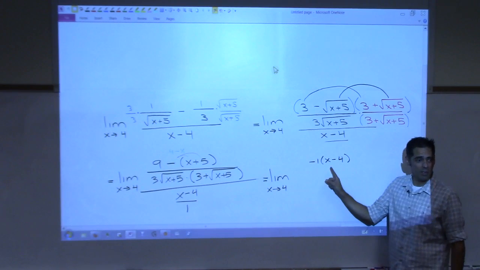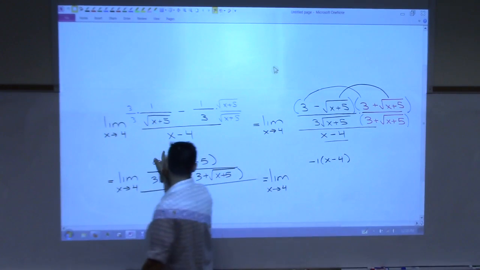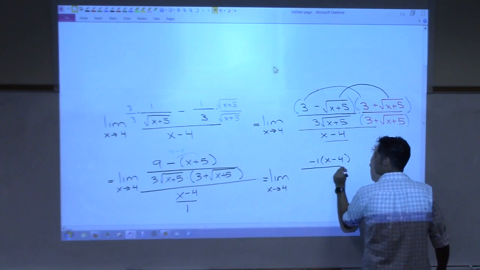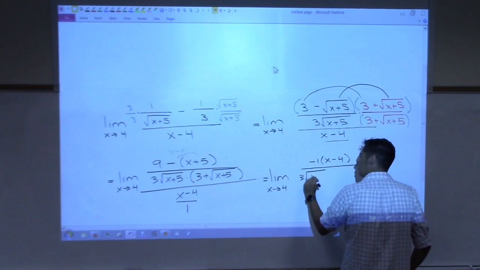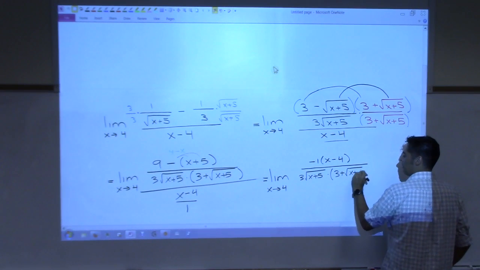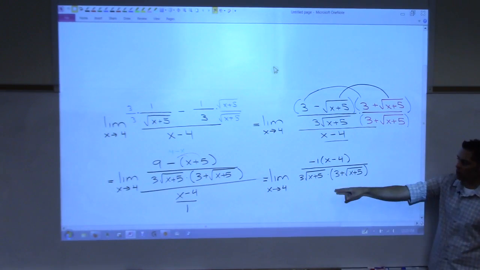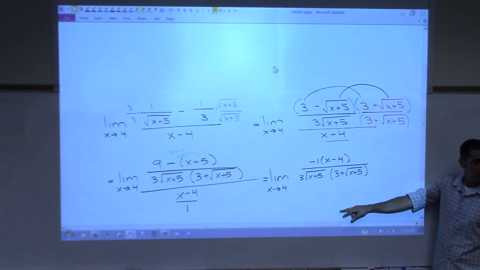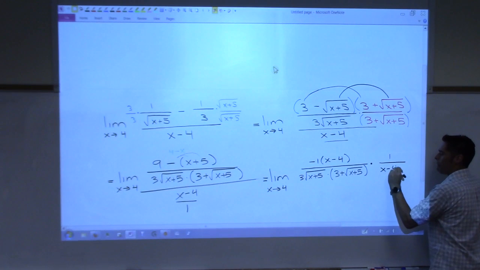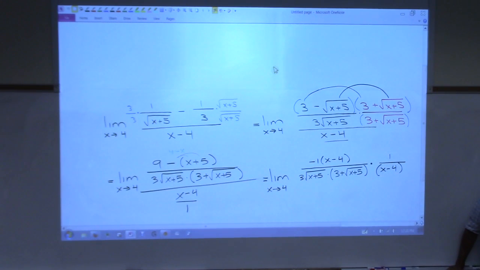So we did this earlier, didn't we? When it was off by a sign. I factored out a negative 1. Over 3 root x plus 5 times, in parentheses, 3 plus root x plus 5, close parentheses, and then over x minus 4, over 1, right? Not for me, though. I'm flipping that up on this line. We still good? They go away. They cancel?